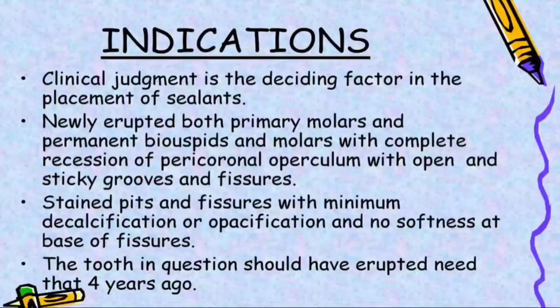What are the indications of pit and fissure sealant? That is a newly erupted tooth, especially primary molars and permanent molars and bicuspids with complete recession of the pericoronal operculum and open grooves and fissures where the food gets stuck and bacteria will act, it will create acid and caries might occur. So the rationale is simple. We are sealing pits and fissures, so food won't get stuck, bacteria won't come, acid won't get produced, and there won't be any caries.